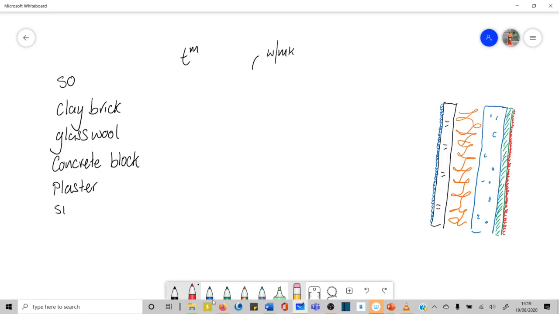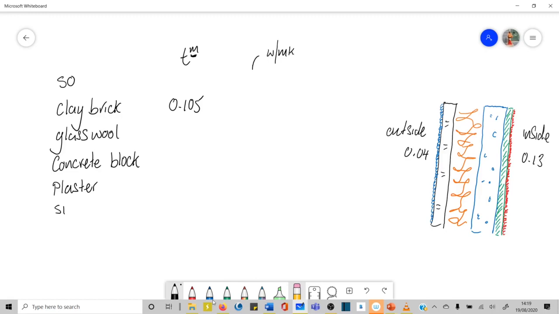This is obviously, let's say, outside, which equals 0.04, and then inside, which is 0.13. Okay, so moving over then, the clay brick, we're going to say that it's 105 mil, and we divide it by 1,000, so we're going to say it's 0.105 because it's in meters. Look, there we go, meters.